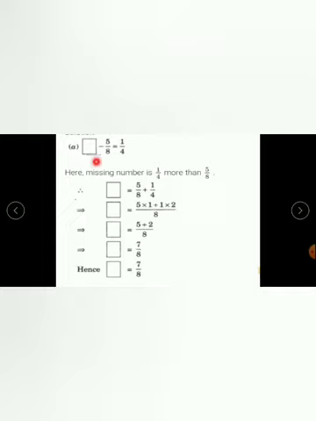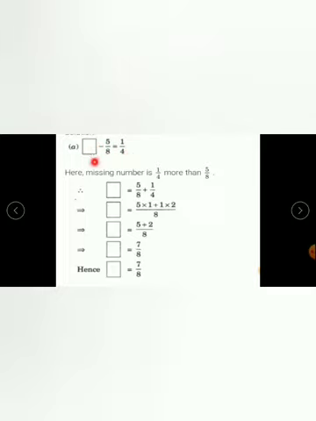Blank minus 5 by 8 is equal to 1 by 4. So you have to find what is the number in this blank. I said here the blank is coming first. So according to the rule of subtraction, we write the larger number first. So we should get a larger number here, isn't it? That number should be larger than 5 by 8 and 1 by 4.